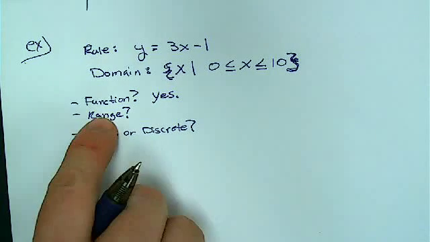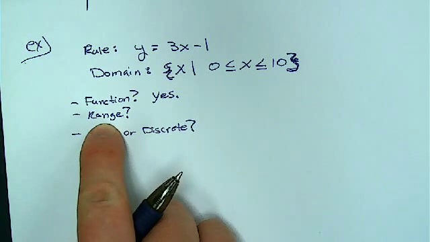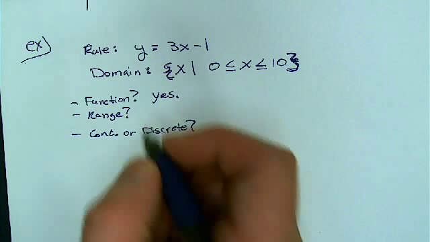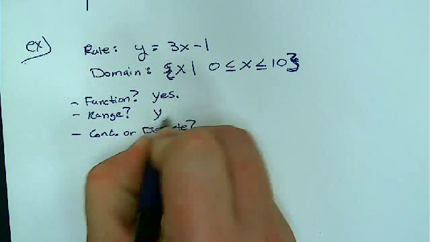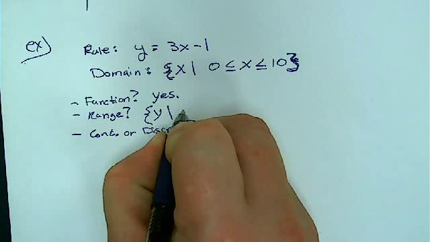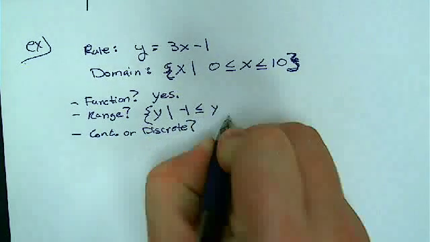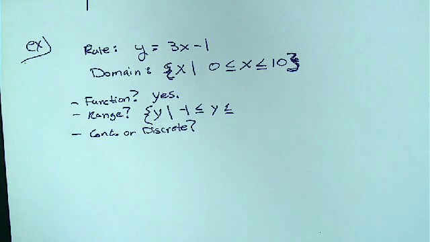What about the range? What's the smallest number I'm going to get? I can get a number smaller than 0, negative 1. So the range are all the numbers of y. Smallest number is negative 1, and I'm including it. And then what's the biggest number? I can get bigger than 10. 29.